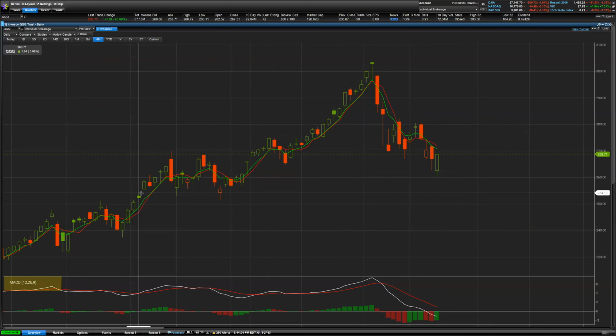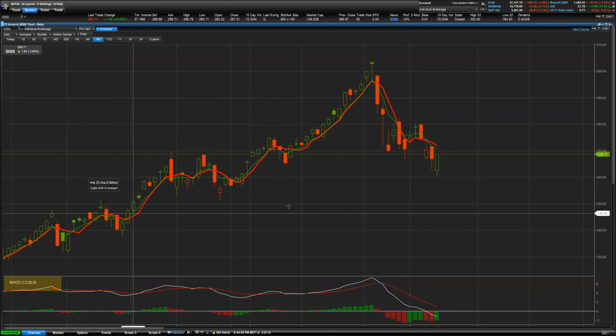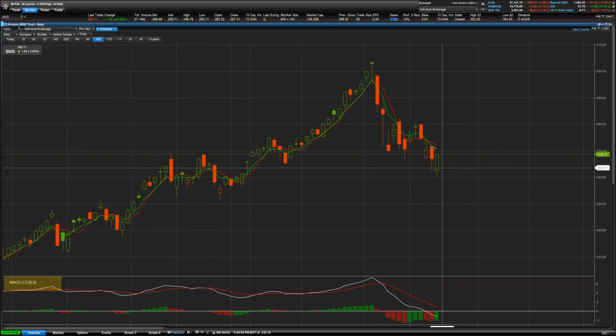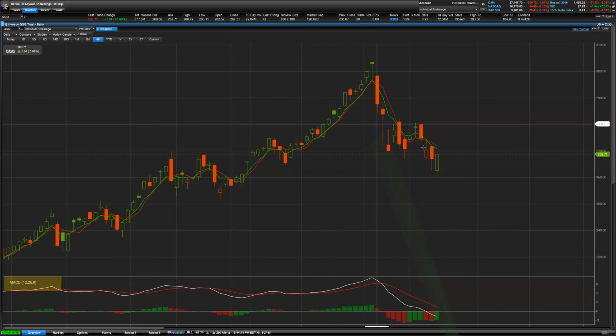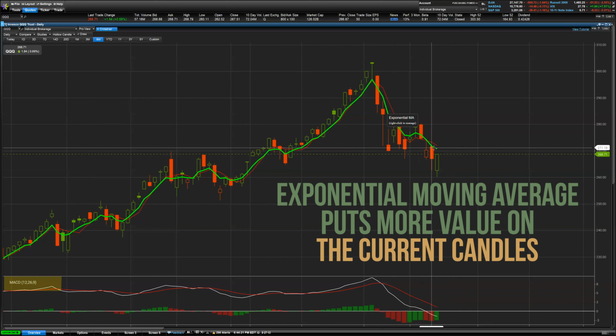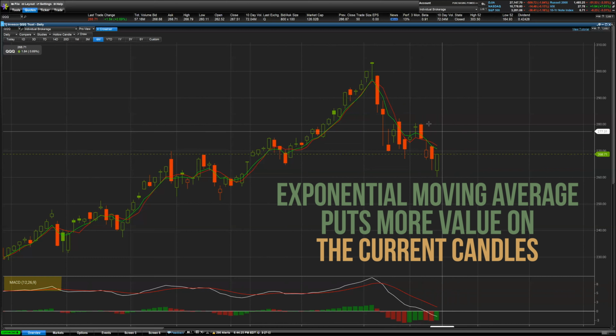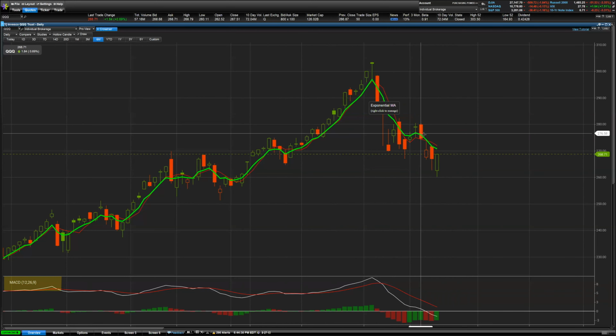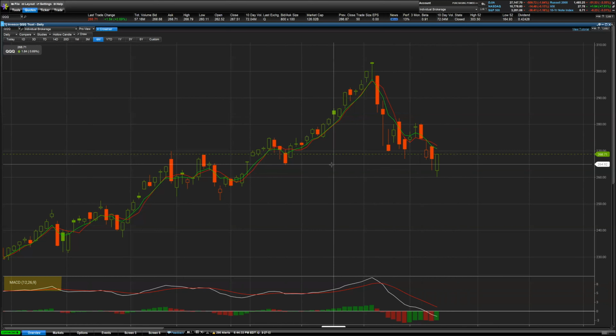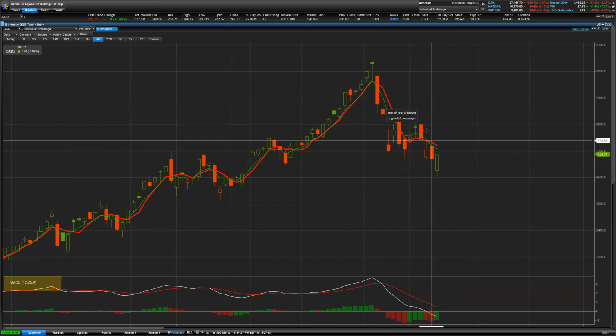It's less lagging than the simple moving average because the first candles are weighted more heavily on an exponential moving average than they are with the simple moving average where they're all the same value. So an exponential moving average is putting more value on the current candles compared to where the SMA just averages all 5 and says, okay, here's the value of that. So exponential moving averages are going to give you a little bit better of a signal as to the breakout or breakdown.